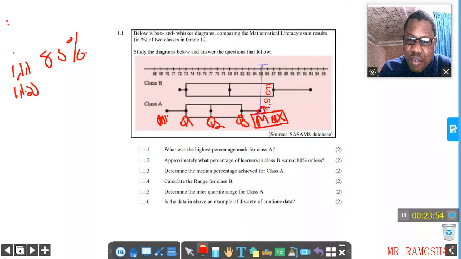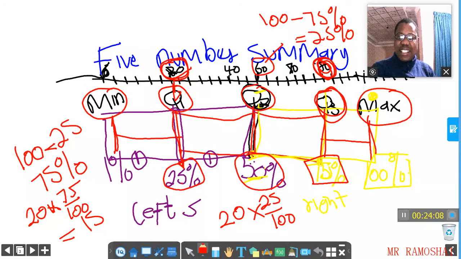Approximately what percentage of learners in class B scored 80% or less? I'm taking you back now. They say the learners who scored approximately 80% or less. That means we must go on top here and look at 80%. They don't want the percentage of learners that scored more than 80. They want the ones that got less than.